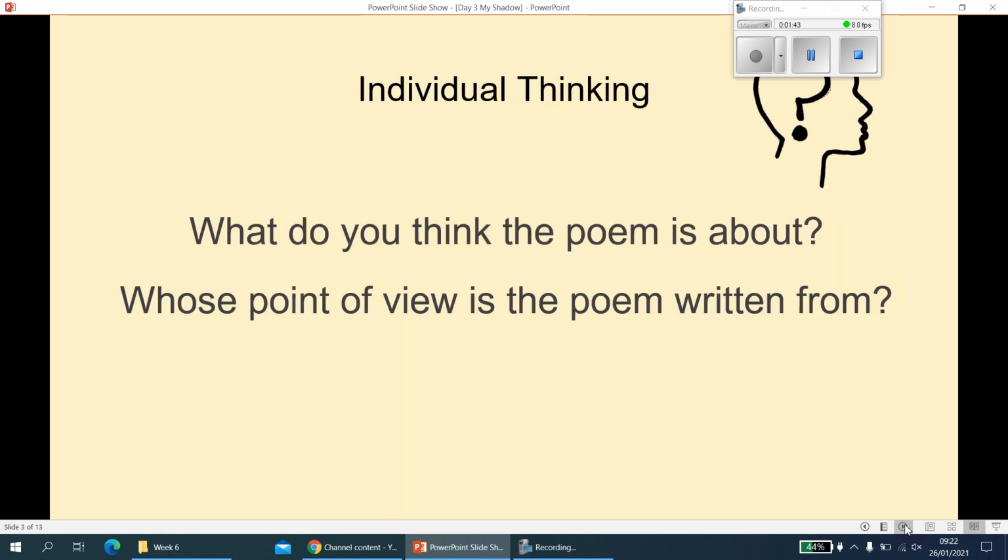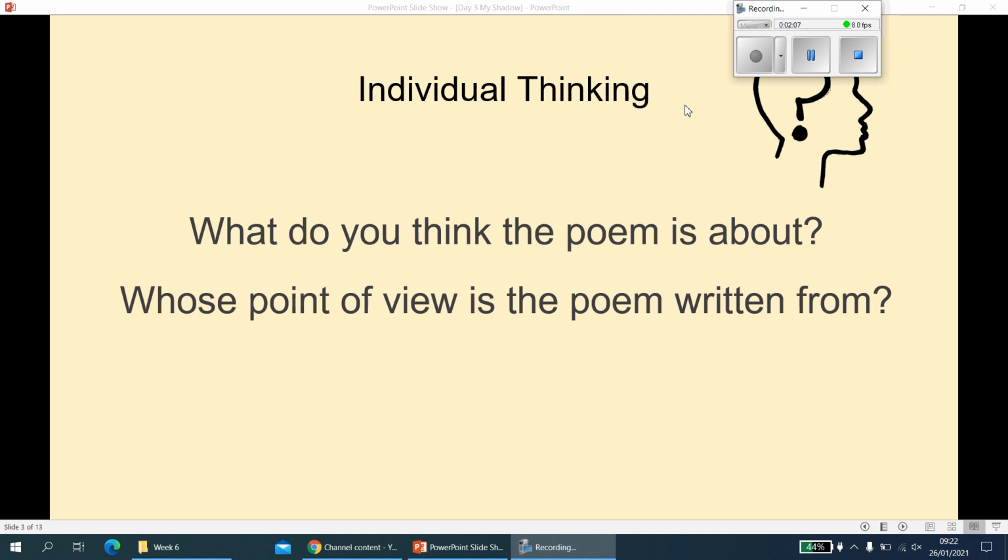Moving on then. So first question is, what do you think the poem is about? And whose point of view is the poem written from? So it's a two-part question. What do you think the poem is about? And whose point of view is the poem written from? Pause me whilst you have a go at this one and press play when you're ready to go through some answers, please.